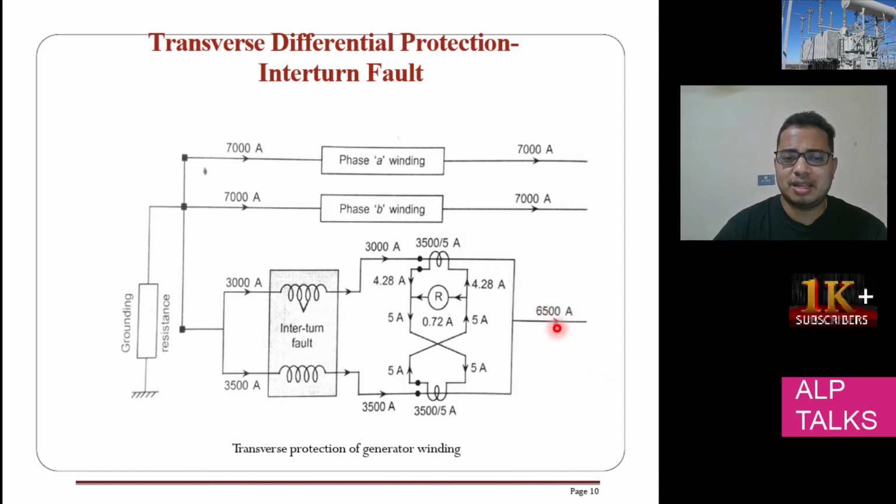You can see it here. Now in this case it is flowing only 6500 amp. So 6500 means there is a 500 difference, right? That's why it will give a command now. So this is one of the best protection methods for the alternator.